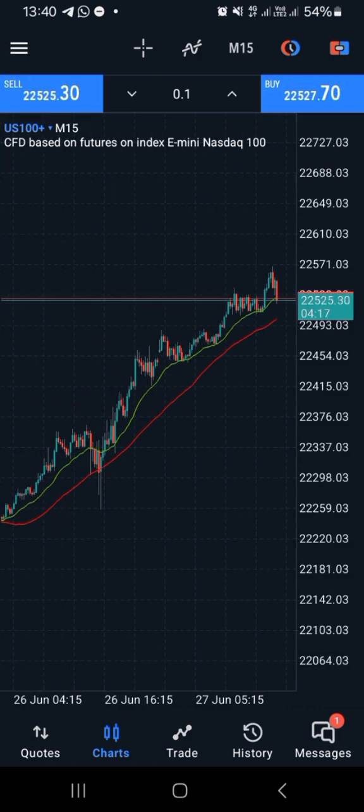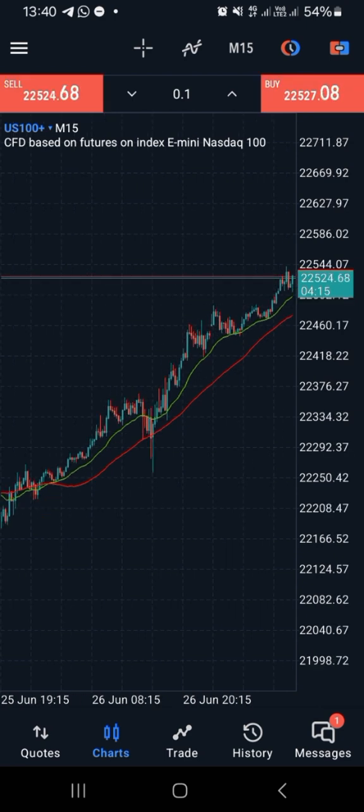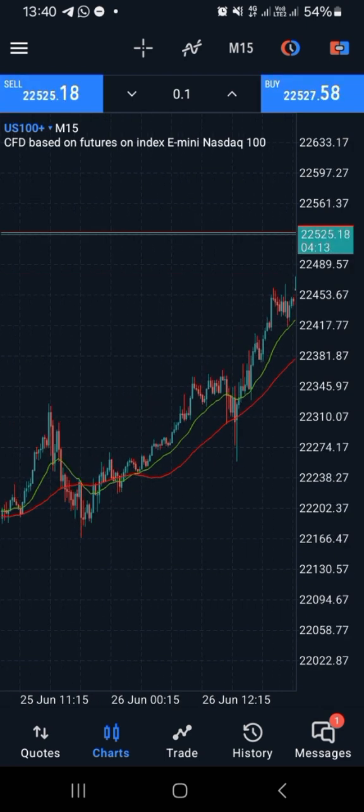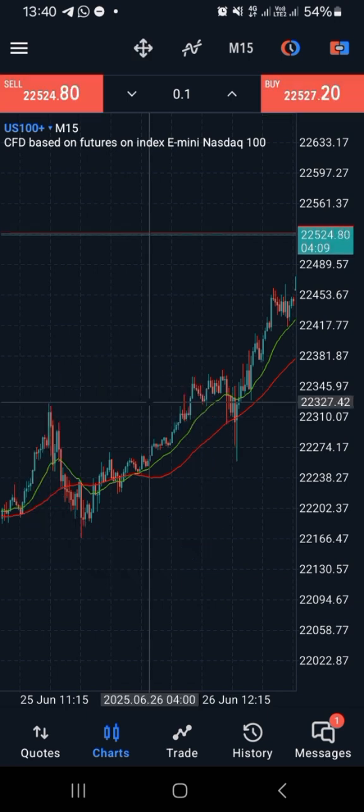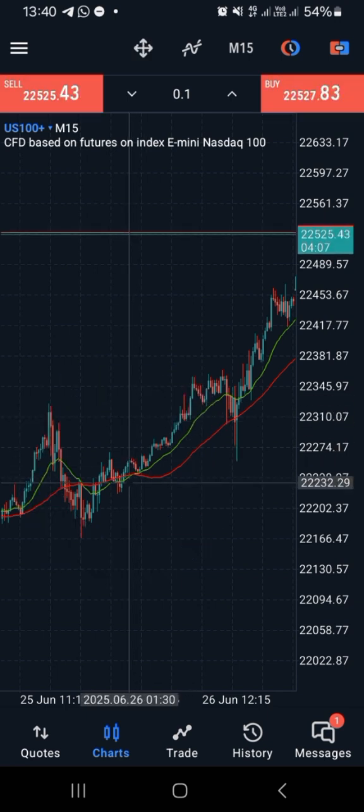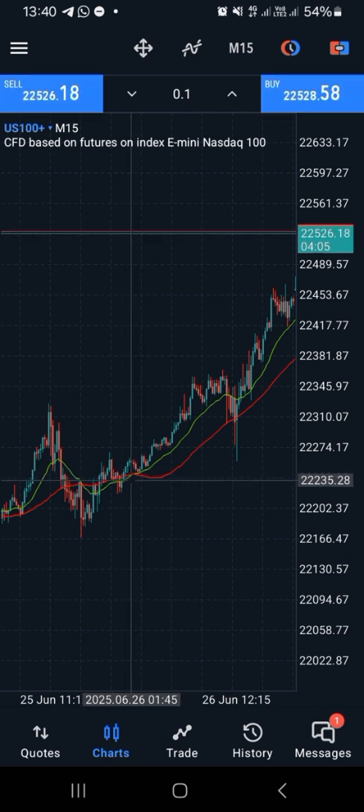To understand entries, there are two things you are looking out for. Number one is a cross. See here, there was a cross here. The green moving average crossed the red moving average to the upside. So anytime you notice this cross, you are looking forward to buy.